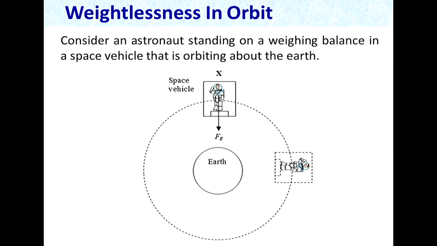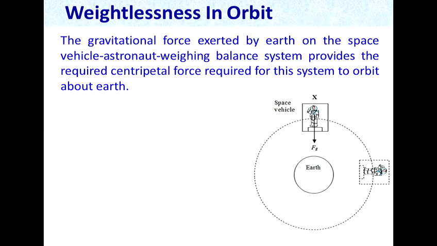What provides the centripetal force for them to orbit? It's the gravitational force which Earth exerts on this whole system. Okay? So we say the gravitational force exerted by Earth on the space vehicle, astronaut, weighing balance system provides the required centripetal force for the system to orbit around Earth. Then the equation, summation Fr equals mac. Mass here is the mass of the combined body, the whole system.